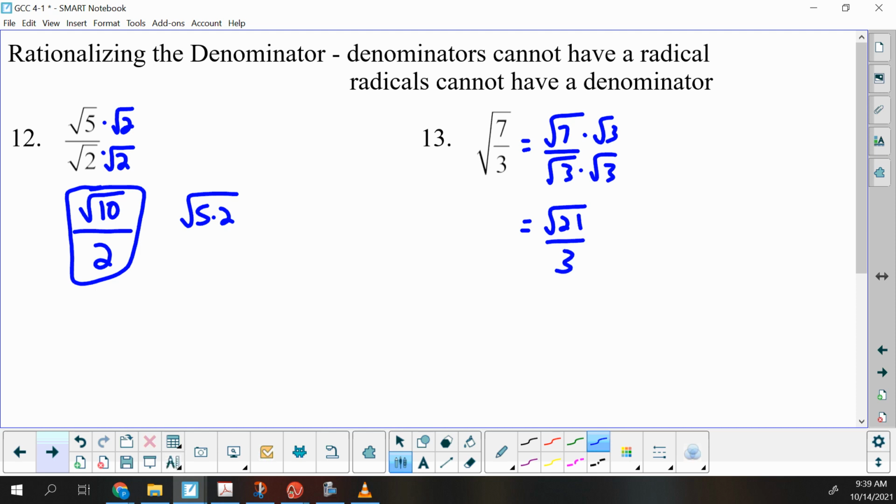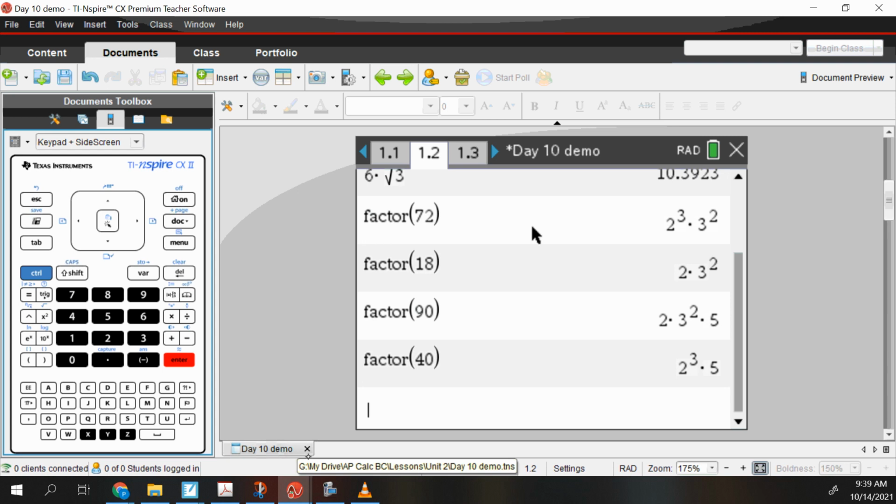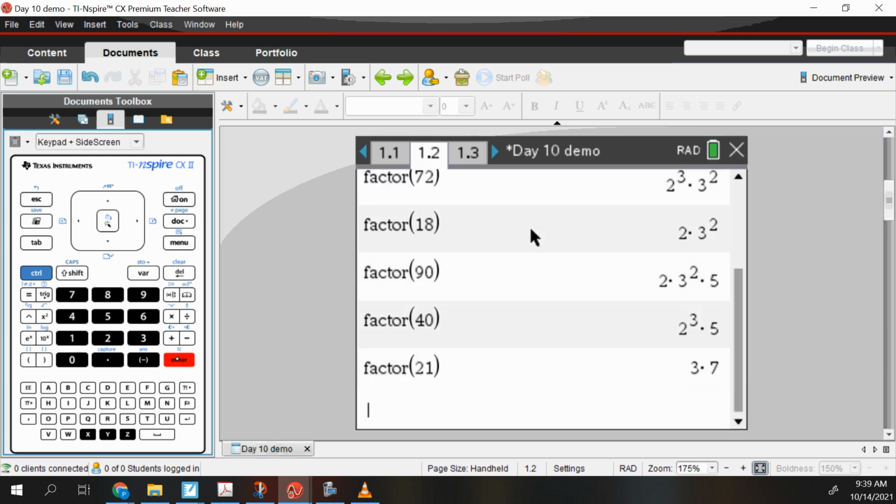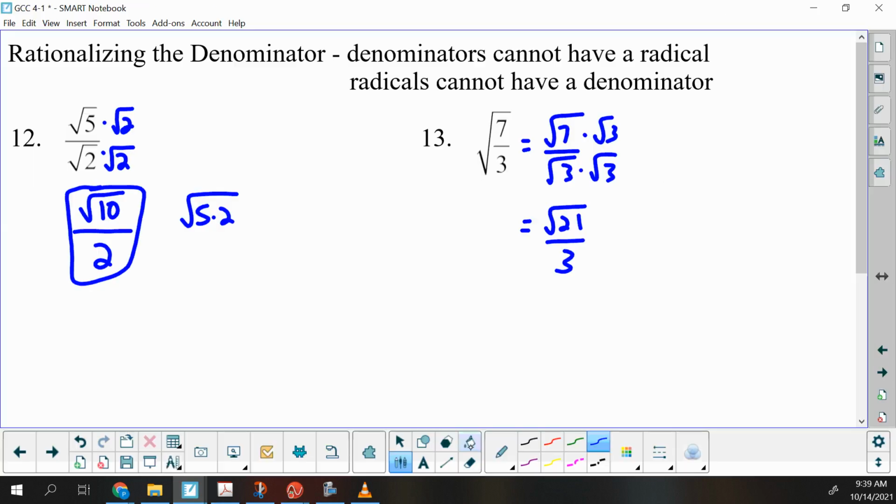So this is great. We've got a rational number in the denominator, which is what we want. We've got to see if square root of 21 factors. If we do a many number factor for 21, we get 3 times 7. So there's no pairs there, meaning this is the best we can do in our simplification.